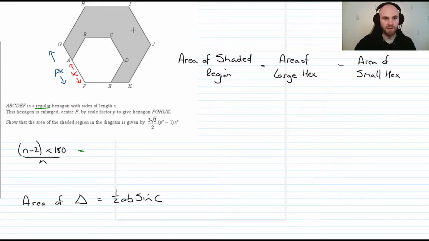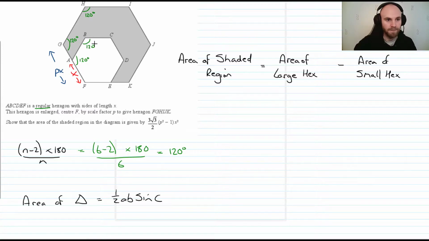So how many sides are in a hexagon? Well, there's going to be 6, so this n is going to be 6. So we're going to have 6 minus 2, multiplied by 180, divided by 6, and if you work that out, that is going to give us 120 degrees. I'm just going to put those in there, not on every one, but just to give you an idea. All of these angles are going to be equal because it's regular.